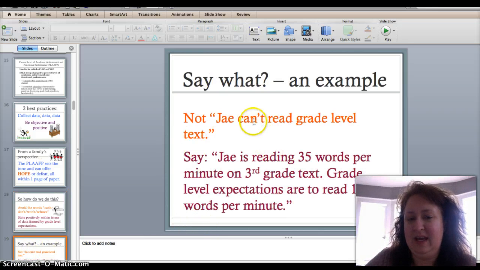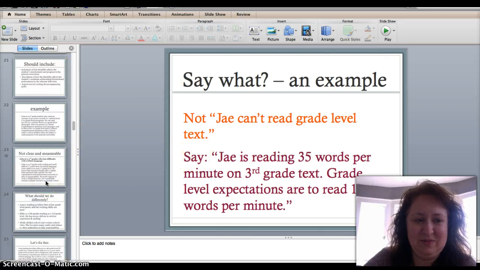We don't want to ever say Jay can't read. We want to say Jay is reading 35 words per minute on third grade text. Grade level expectations are to read 120 words per minute. This lets parents know and understand this is what my child can do, positive statement, and this is what's expected so that they can frame that information.